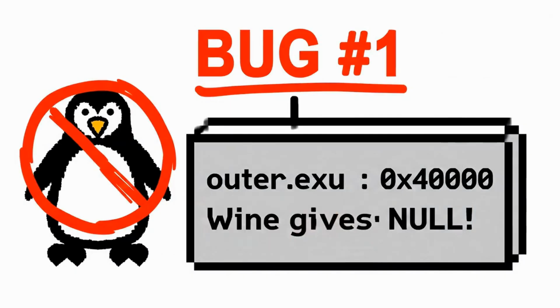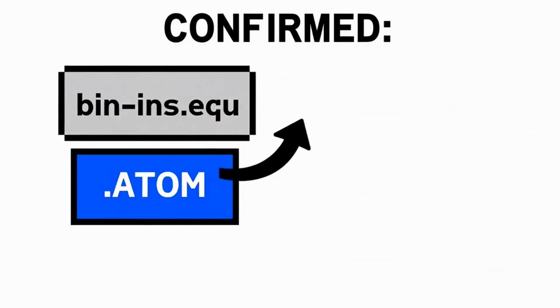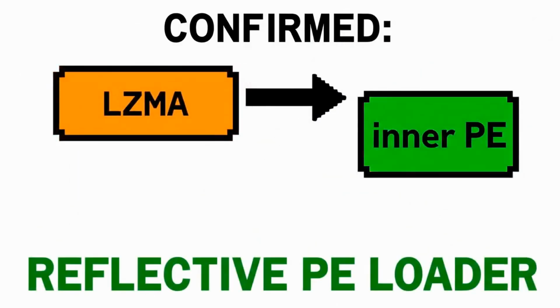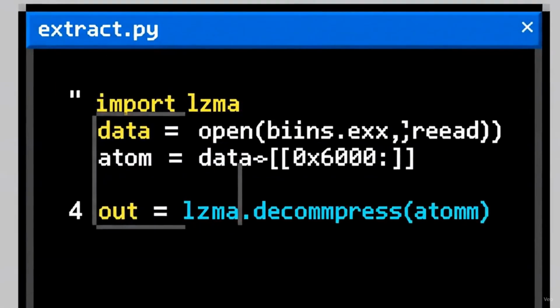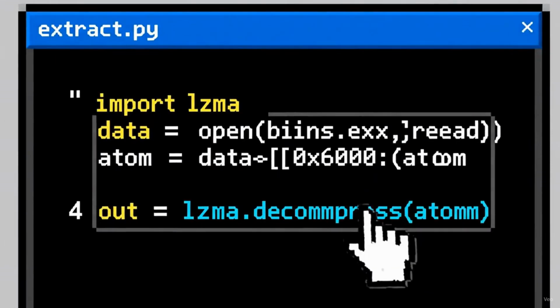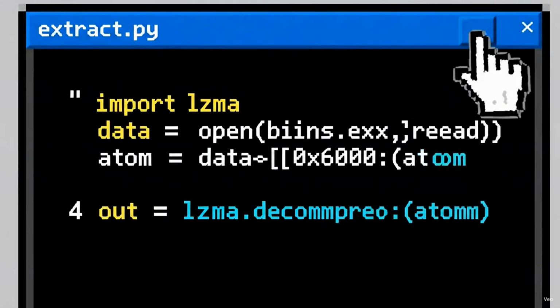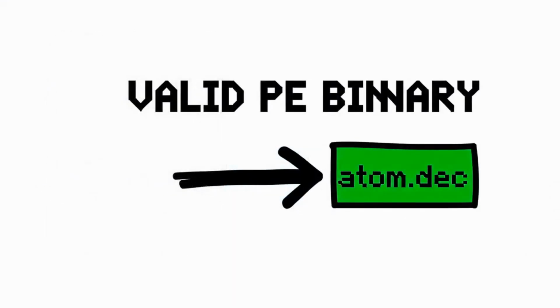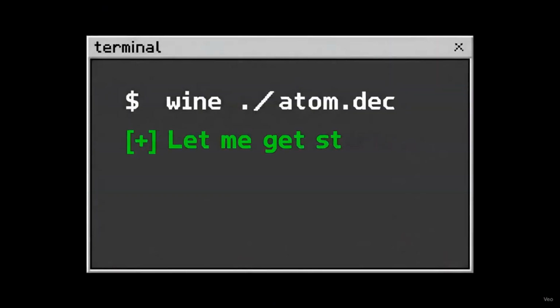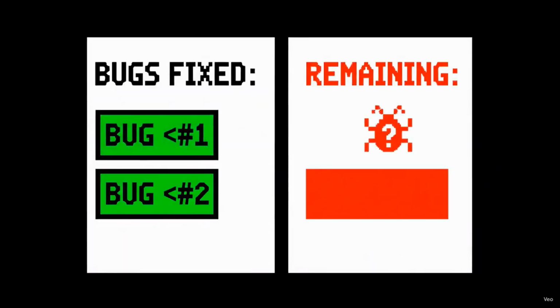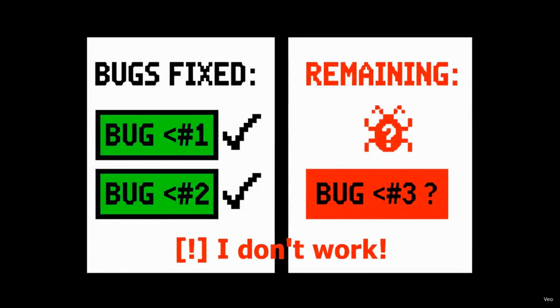But we've confirmed the architecture. This is a reflective PE loader, and the inner binary is LZMA. We write a simple Python script to pull out the .atom section and decompress it with the lzma module. The result? A valid Windows PE binary, a completely separate executable that we call atom.dec. When we run this binary under Wine, it immediately says it didn't work, and exits. 2 bugs down, 1 to go.